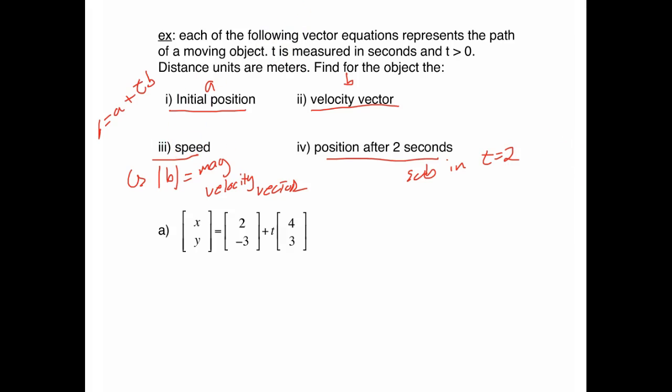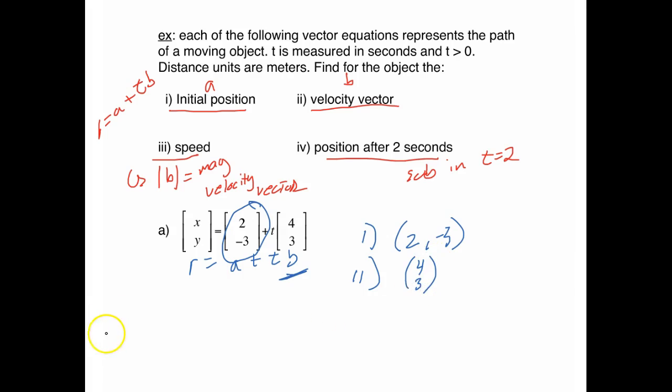So here, for example, this is in vector equation form, where it says r equals a plus tb. So for question 1, initial position, that's just this part. Initial position is the point (2,-3). Notice I wrote it as a point, now it's a vector. For the second question, velocity vector, well, that's this thing. So my velocity vector, now it's a vector, so I'm going to write it as a vector in that cool, slick, vertical format: (4,3). So velocity vector is just the one next to the t. Your initial position is the one by itself.